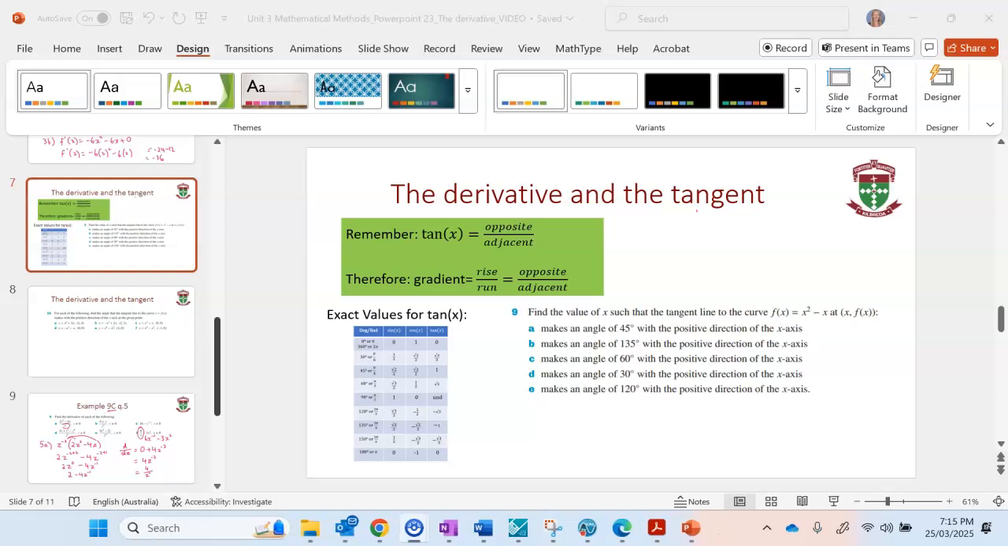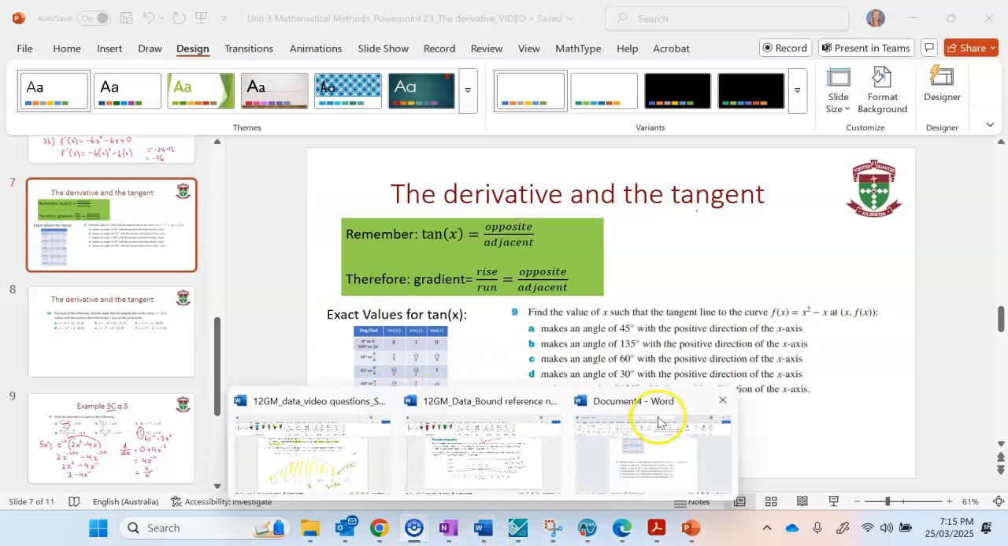Hey everyone, in this video we're going to look at another way of doing the gradient. So we know that the derivative gives us a gradient function and we can substitute in a value of x to get a gradient at a point. We can also do rise over run to get the gradient, but we're also going to use the tan ratio. So that's why I've got the trig functions here.